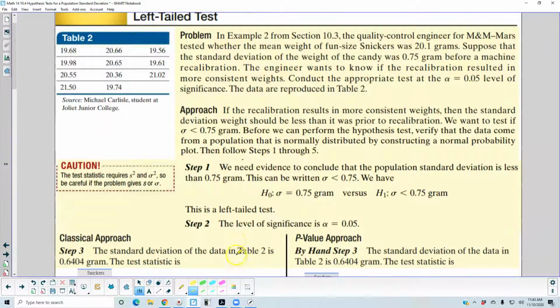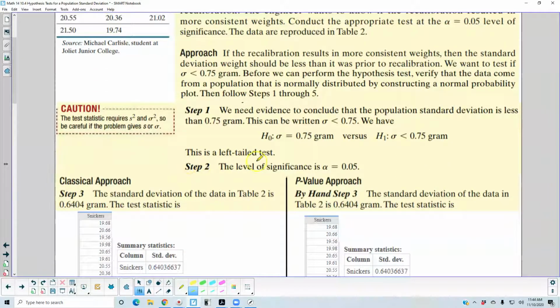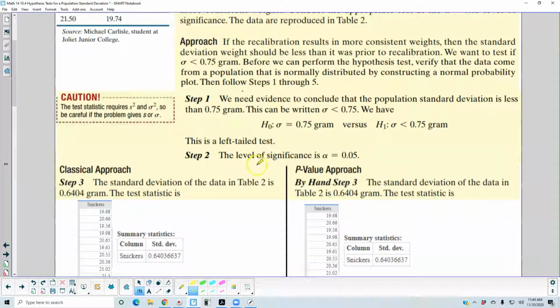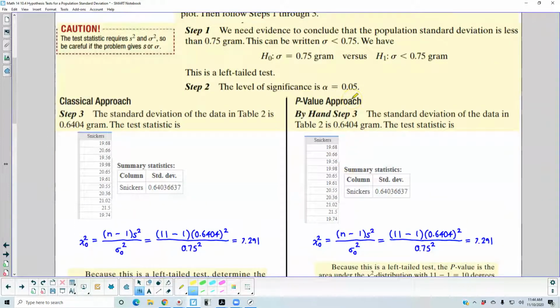Now, in step 1, we need evidence to conclude that the population standard deviation is less than 0.75 gram. This can be written as the population standard deviation is less than 0.75. So the null hypothesis is always going to have the equality: the population standard deviation equals 0.75 gram, versus the alternative hypothesis where the population standard deviation is less than 0.75 gram. And this is a left tail test. Now the level of significance is alpha, which is equal to 0.05, and we're using the p-value approach.